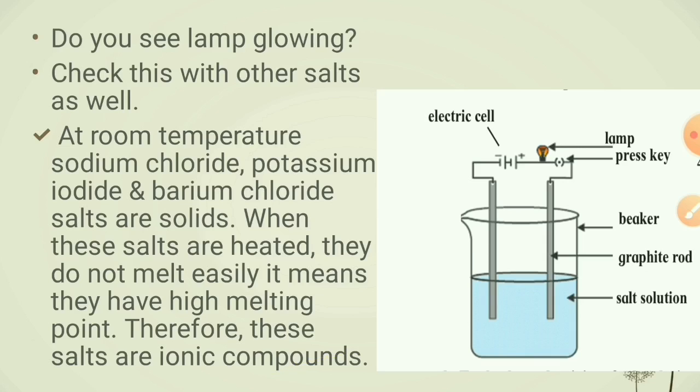And in this figure you can see the electrolytic cell, assembled using a beaker containing carbon electrodes. Note, this is the carbon electrode, not the graphite electrode. The positive and negative terminals are connected to this cell. And you have to check whether the lamp is glowing, and check this with the other salts as well.